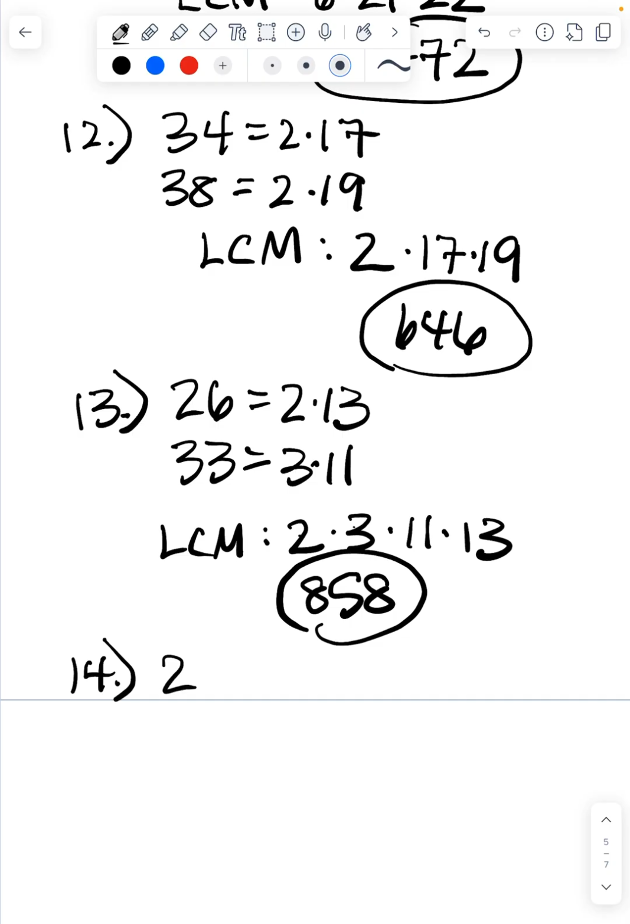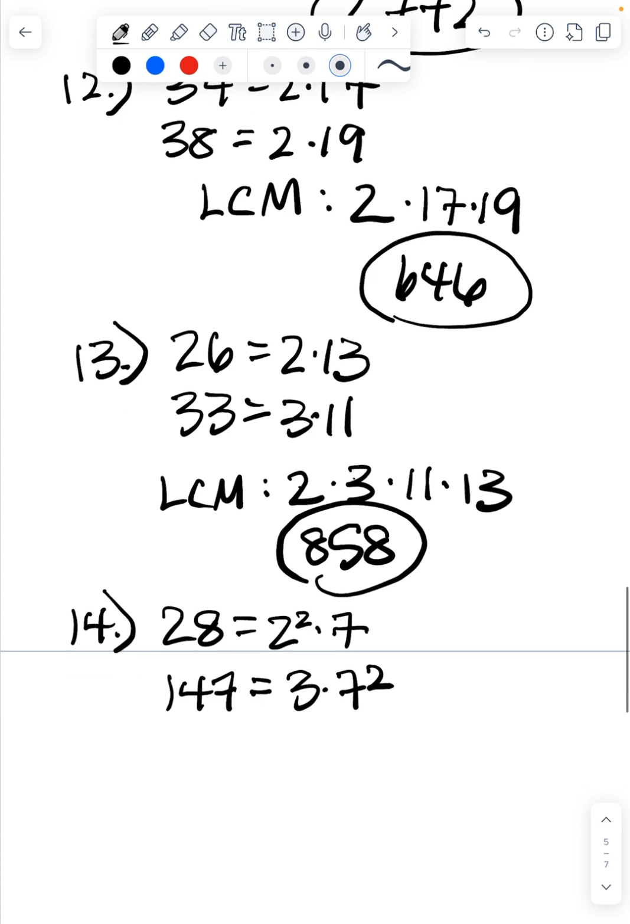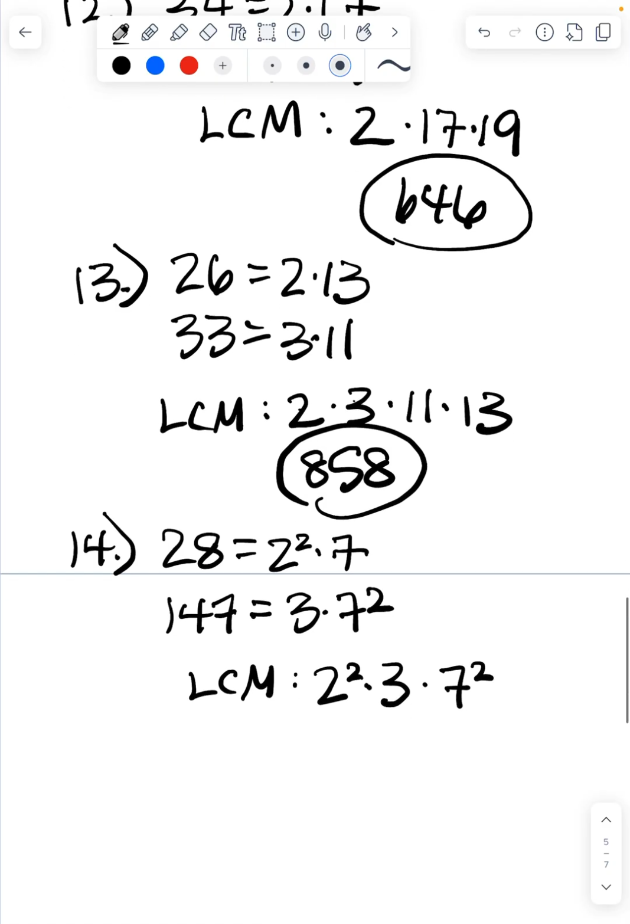So number 14 is 28 equals 2 squared times 7, and 147 equals 3 times 7 squared. Okay, so the LCM is the highest amount that each of the factors shows up. So the 2 is showing up twice, the 3 is showing up once, and for the 7, I'm going to go with the 7 squared because that's the most times that a 7 is showing up. So it's 2 squared times 3 times 7 squared, which is 588.